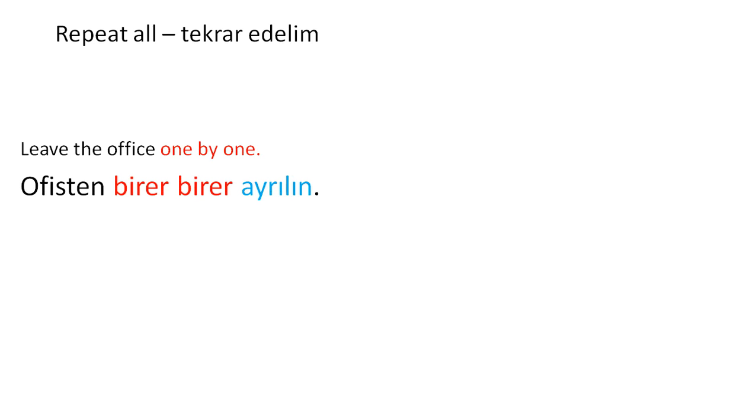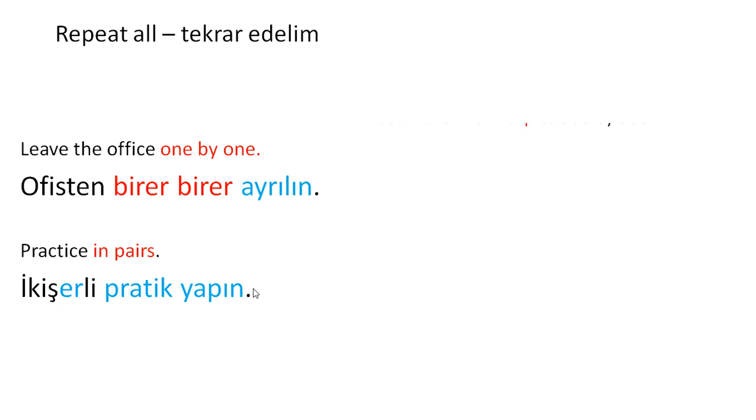Alright, now let's repeat all that I tried to help you learn today. This is the example: leave the office one by one. Ofisten birer birer ayrılın. Leave means ayrıl. Birer birer means one by one. Practice in pairs means ikişerli pratik yapın.